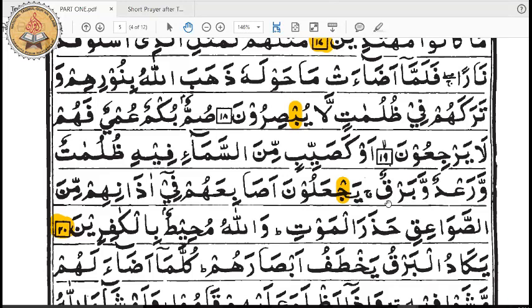Bar. This is a qaf with a dhammatan on top of it. So, barqun. Bar, qun. Perfect. This one?